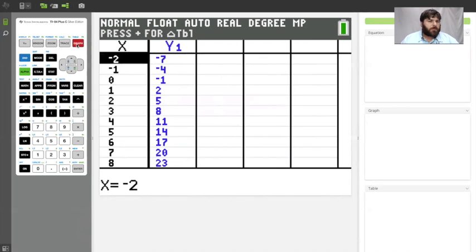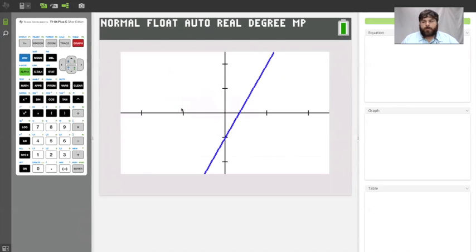Also, remember, look at your graph. We said that this is an even function, so it should be symmetrical about the y-axis. It should be like a mirror image on both sides.